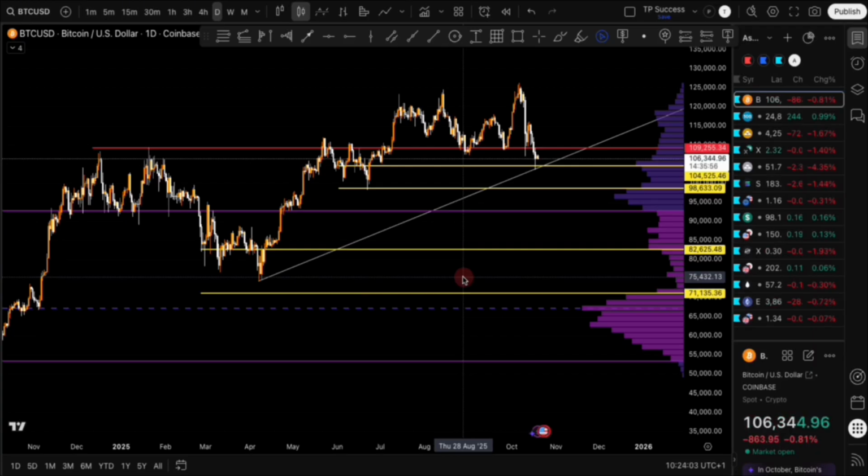If we get price come into 82 or 71k, then we know that things are going bad, especially if we get a close below 71, at which point we know the market is collapsing. Okay, so these are the takeaways.